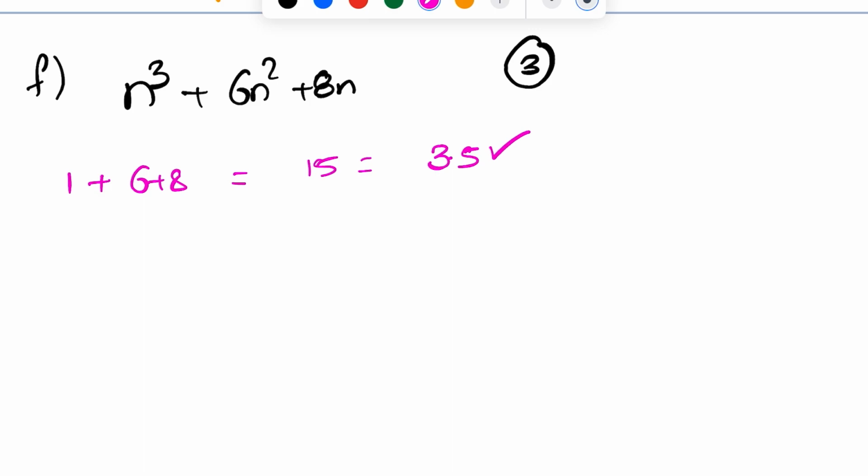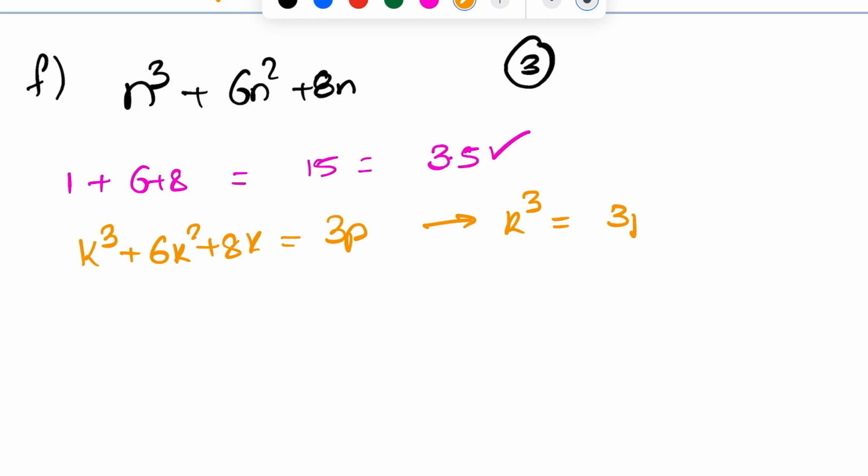Now, let us assume that it is divisible by 3 when n equals k. k cube plus 6k square plus 8k equals 3p. So make whichever one the subject. k cube is the difficult one. I take k cube equals 3p minus 6k square minus 8k. Now I have to prove that it is true for n equals k plus 1.